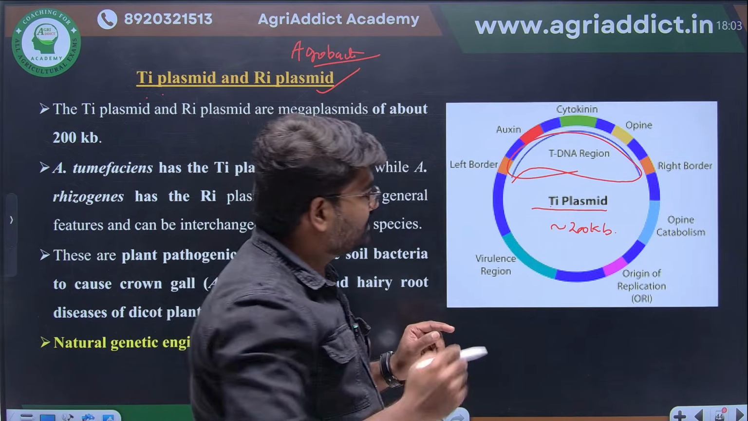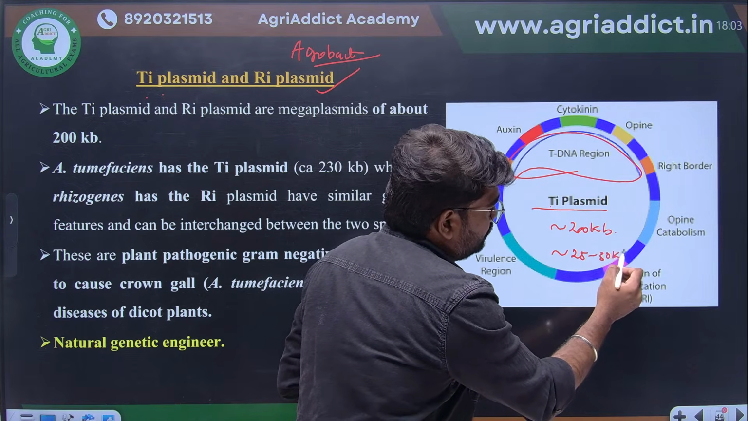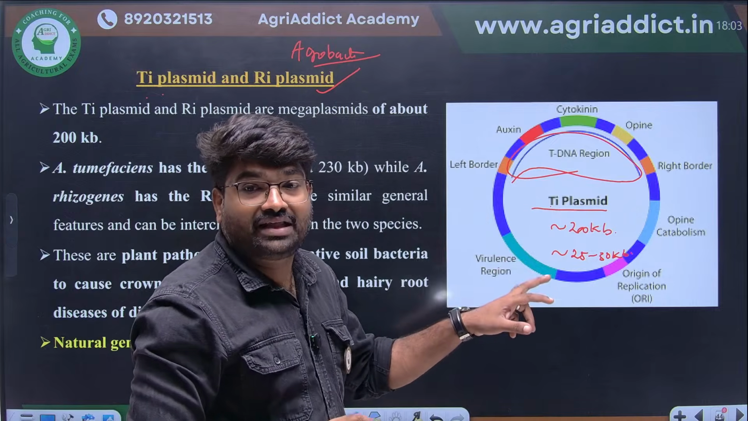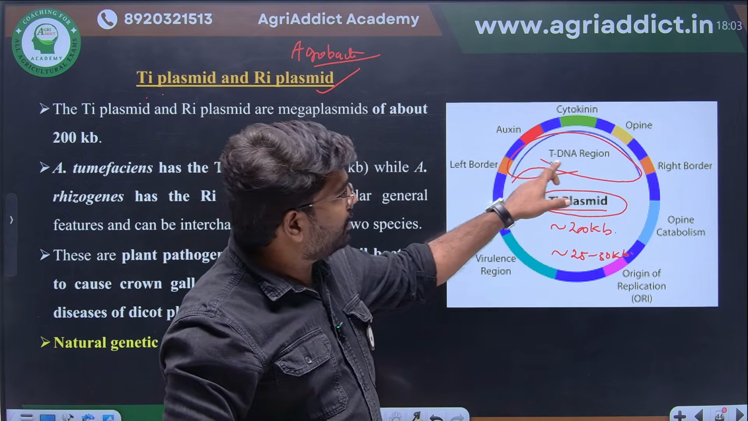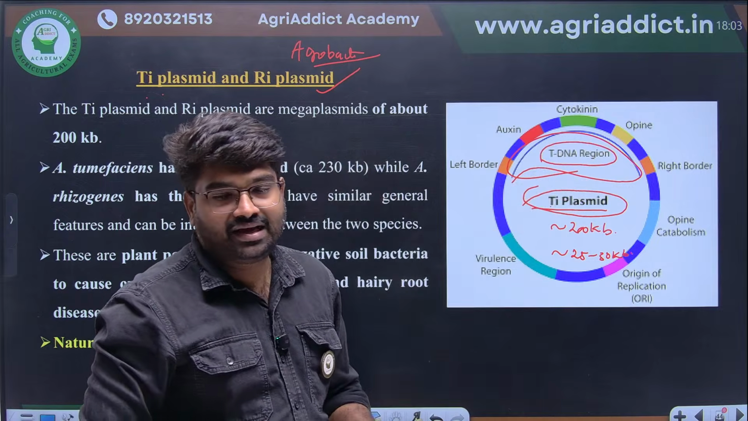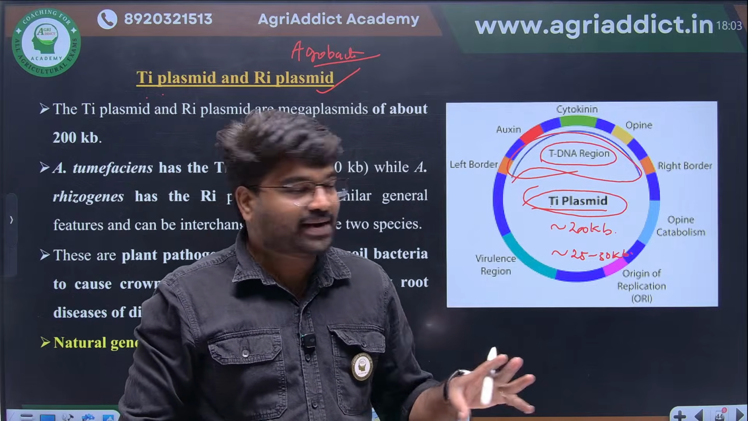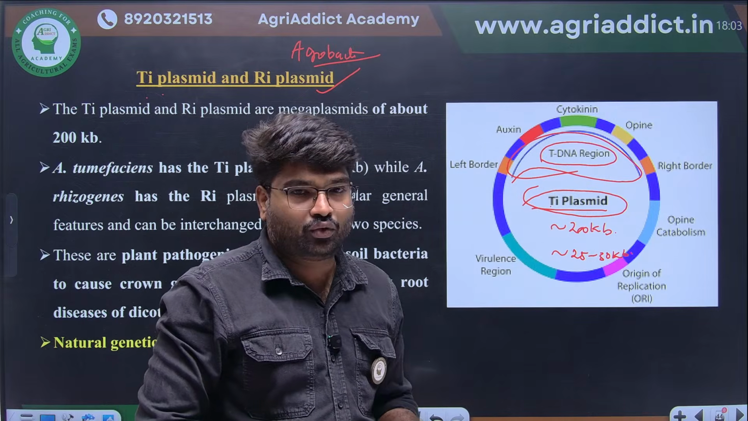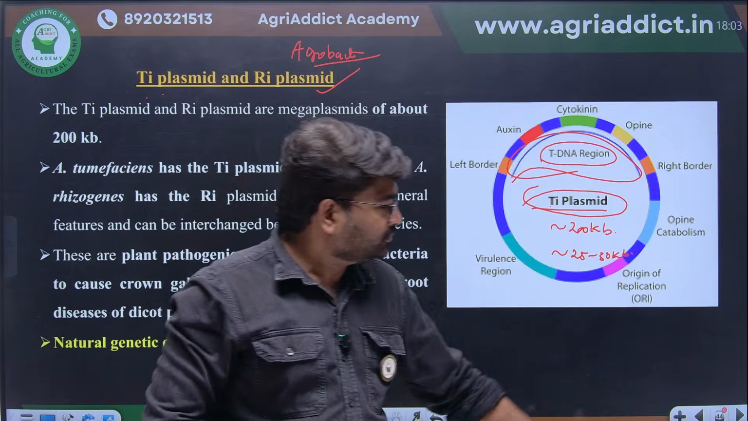T-DNA region size will be approximately 25 to 30 kb. Clear? In your question, you have to see whether they are asking about the Ti plasmid or whether they are asking about the T-DNA region. Based on this, we have to answer. If Ti plasmid, the size will be 200 kb. If T-DNA region, the size is 25 to 30 kb.